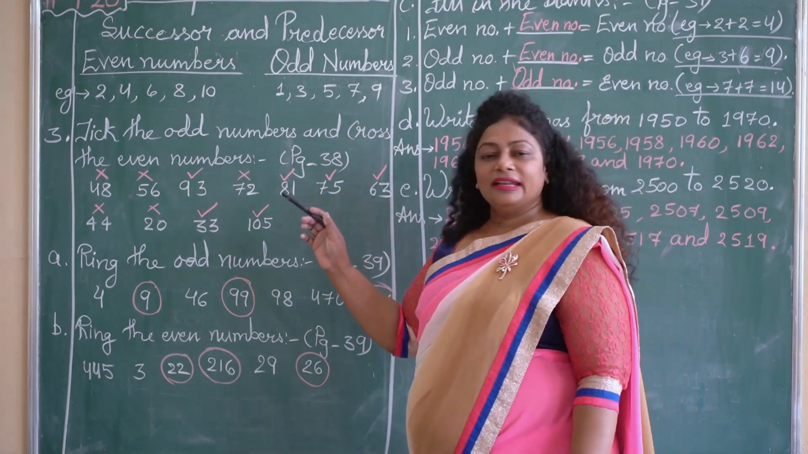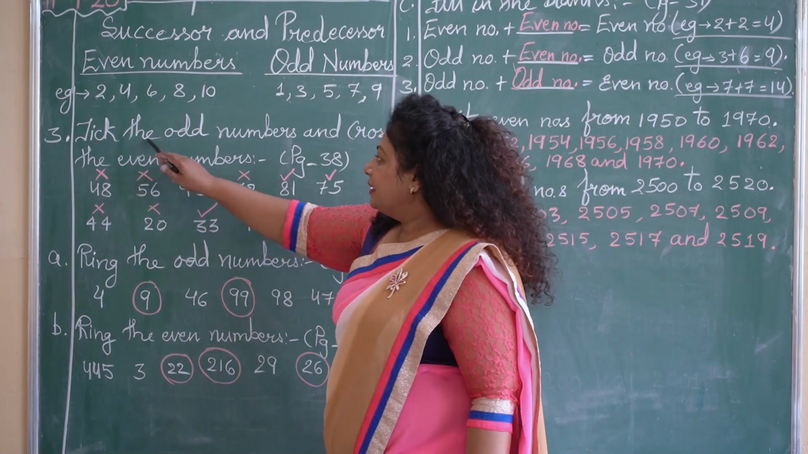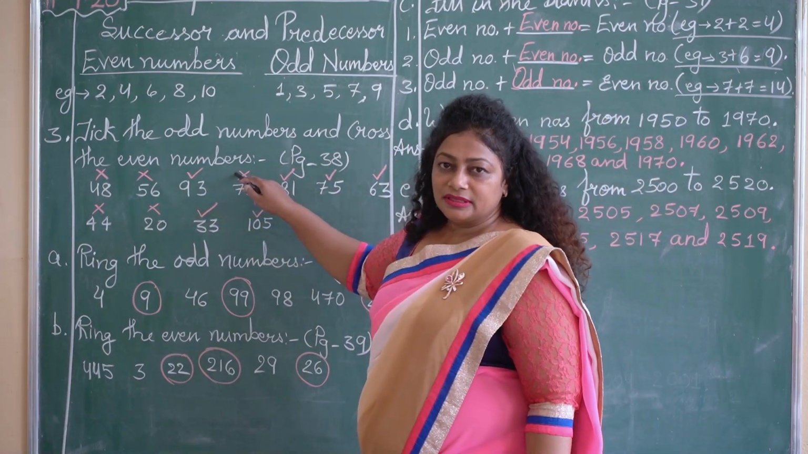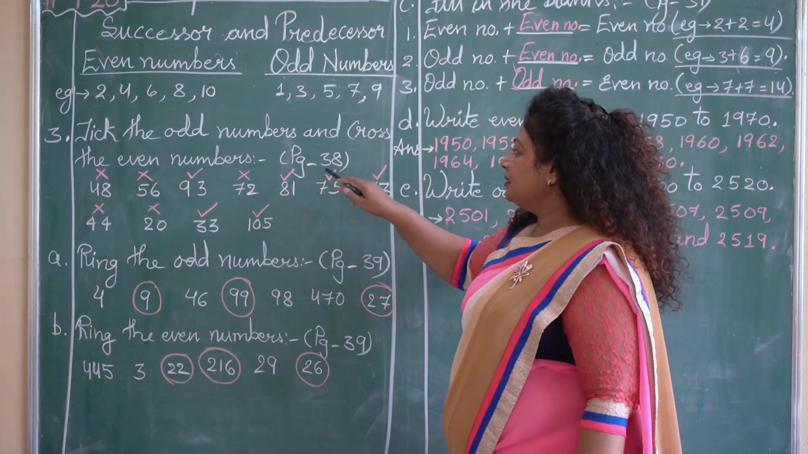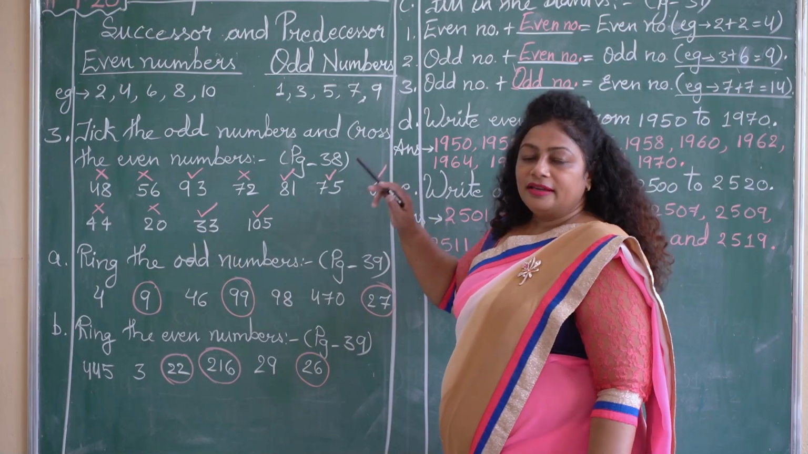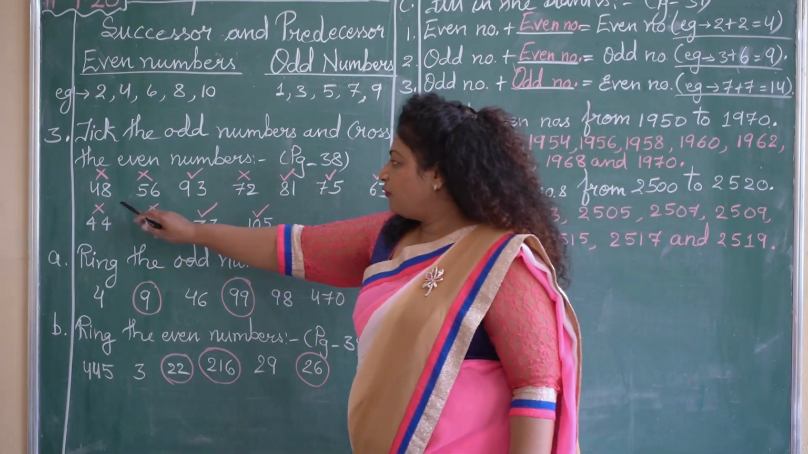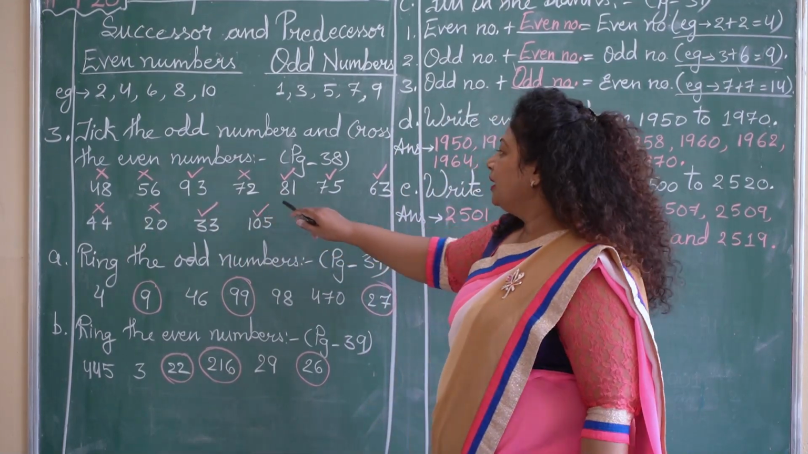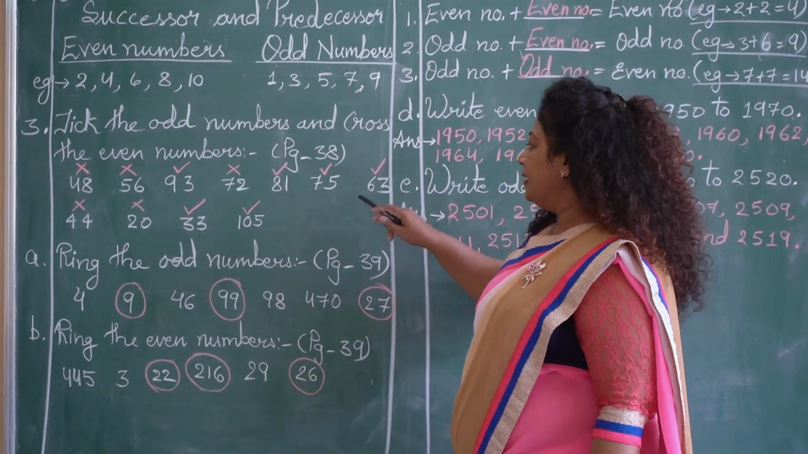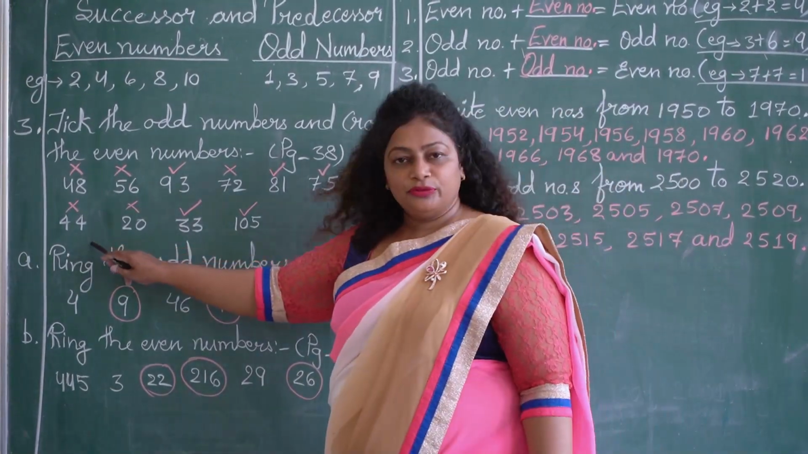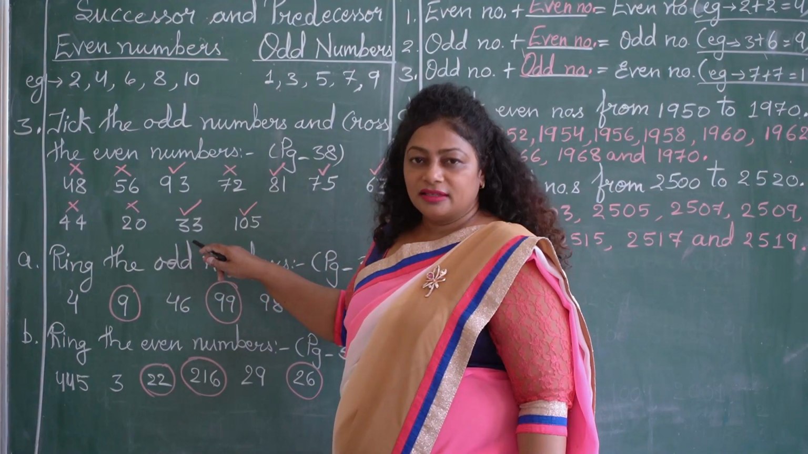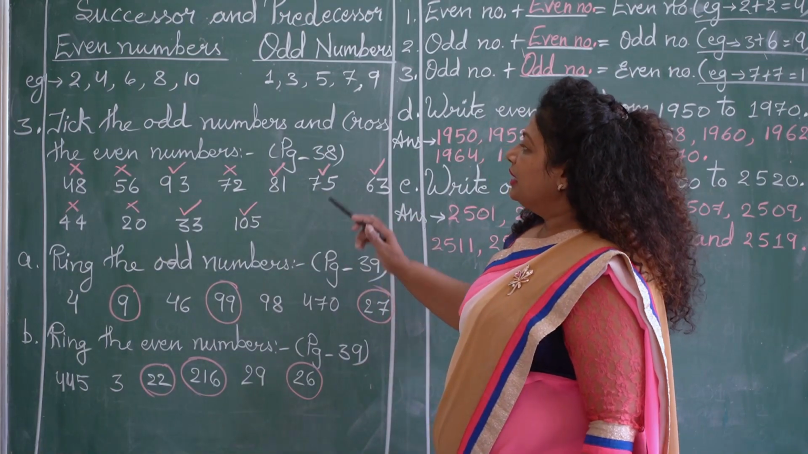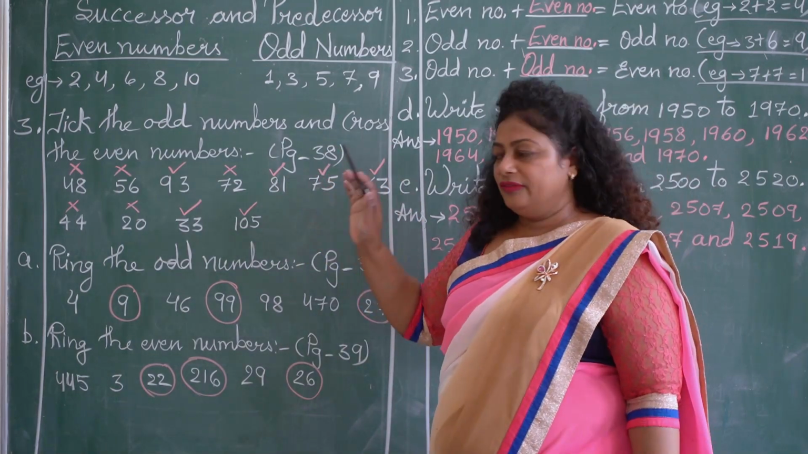Now let us start with the next exercise. Take the odd numbers and cross the even numbers. It is given on page number 38. The numbers given to you are 48, 56, 93, 72, 81, 75, 63, 44, 20, 33 and 105. Now we have to tick the odd numbers and cross the even numbers.